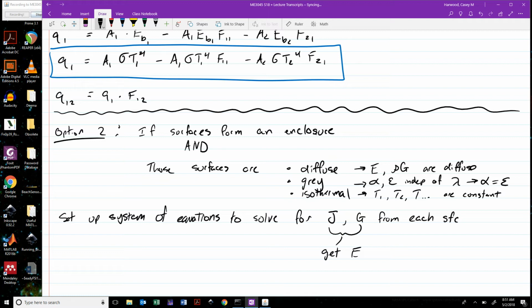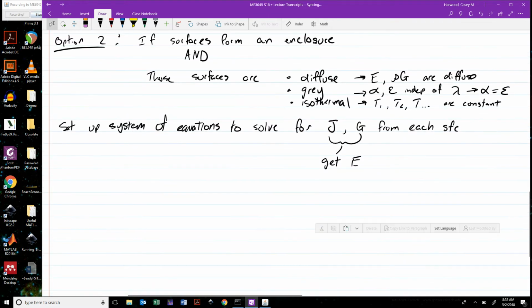So the easiest version of an enclosure, this option 2 of a gray diffuse isothermal enclosure, is what we talked about at the very end of last lecture. This thing called a two-surface enclosure. So if we assume that here's one of our surfaces, here's our other surface. Okay, so we've got 1, we've got 2.